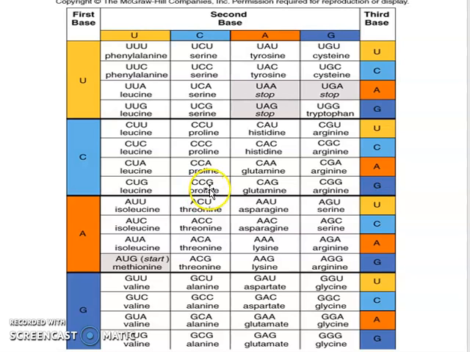And I know that what would bring the proline to the ribosome would be the transfer RNA with this anticodon. So I know the anticodon for CCG then would be GGC. Okay, so let's look at another one.